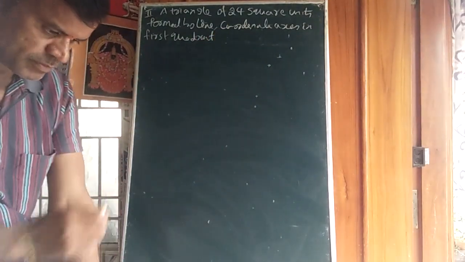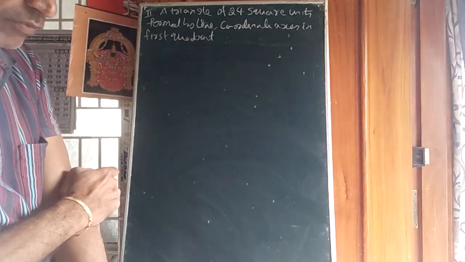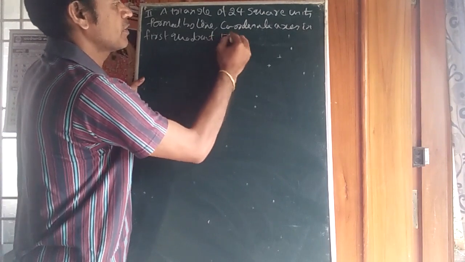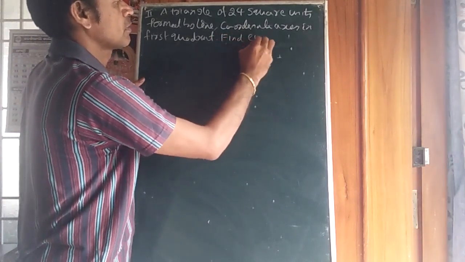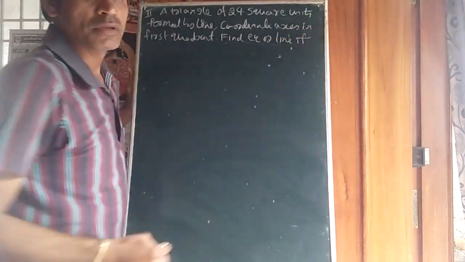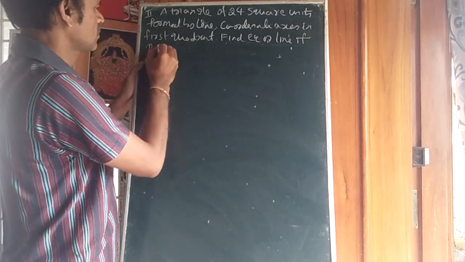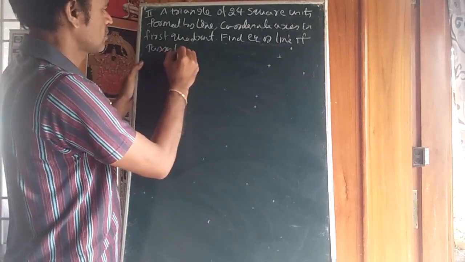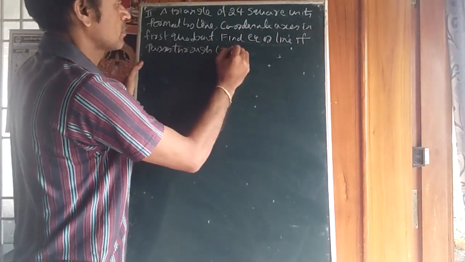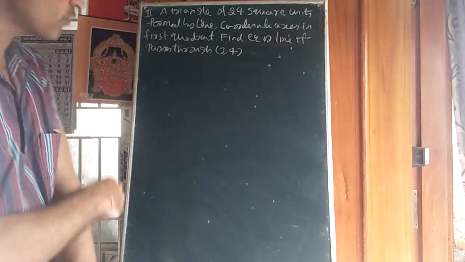First quadrant means only positive area we should consider. Find the equation of line if it passes through 3, 4.